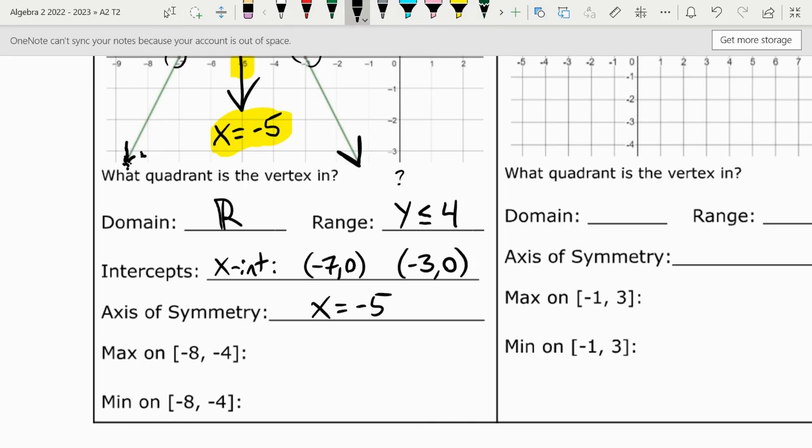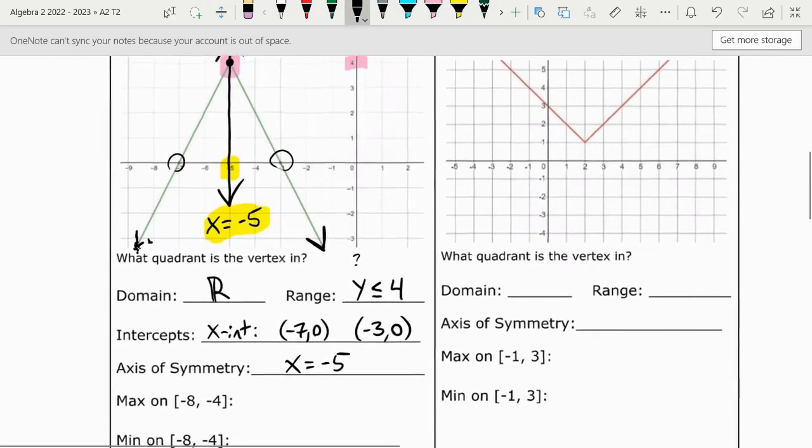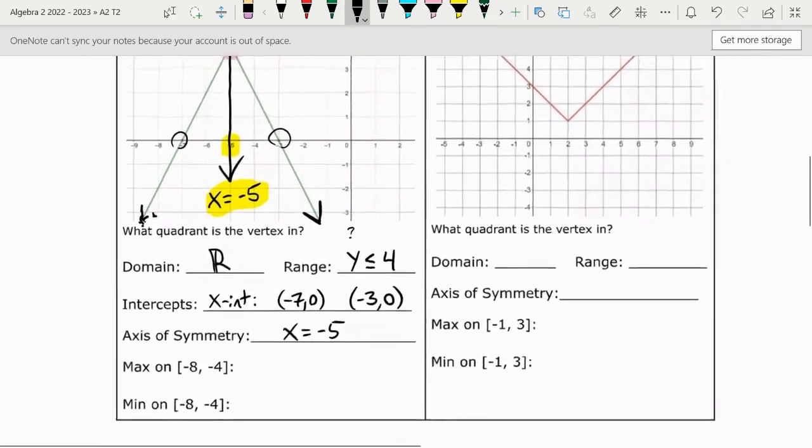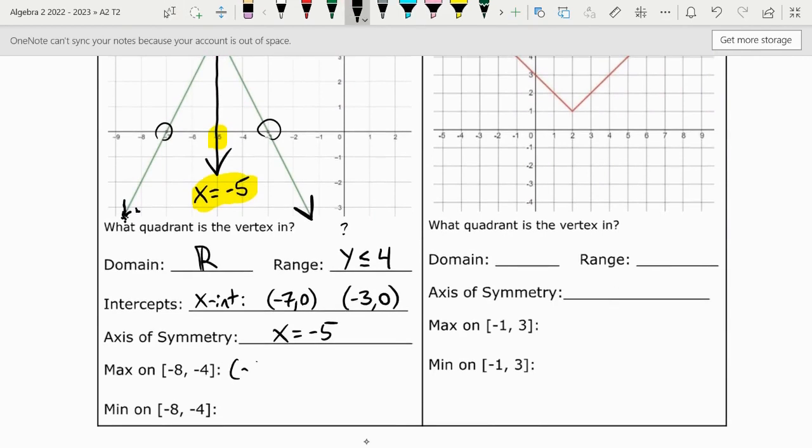Okay, and then we have to find the maximum on these intervals. Let's see, between -8 and -4, well, the maximum is just going to be the maximum of the graph. The vertex is at -5, 4. So that would be my maximum, -5, 4. The minimum between -8 and -4 is going to be this point right here, the lowest point between those two values, and that is going to be -8, -2. Technically, I should say my answers are 4 and -2, since these are the y values for the maximums and minimums.